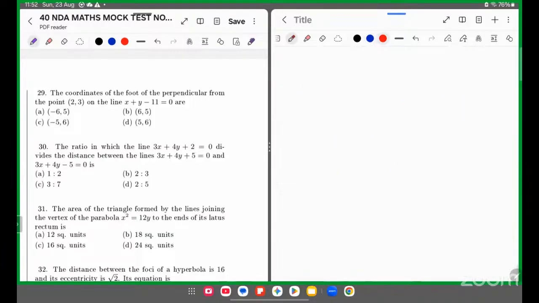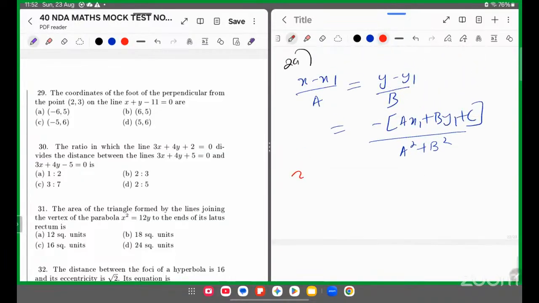So we can write x minus 2 divided by a, which is 1, y minus 3 divided by b, which is also 1, equal to minus of 2 plus 3 minus 11 divided by a square plus b square. So a square plus b square means 1 plus 1, 2 only.